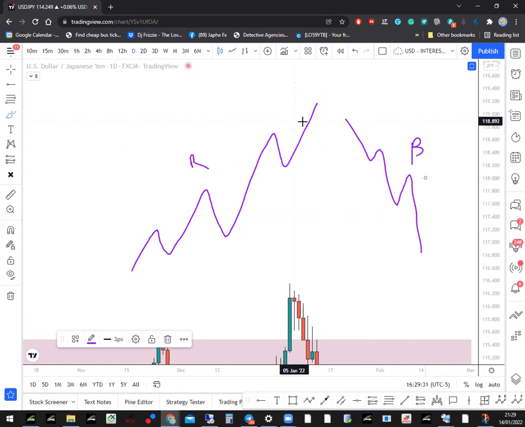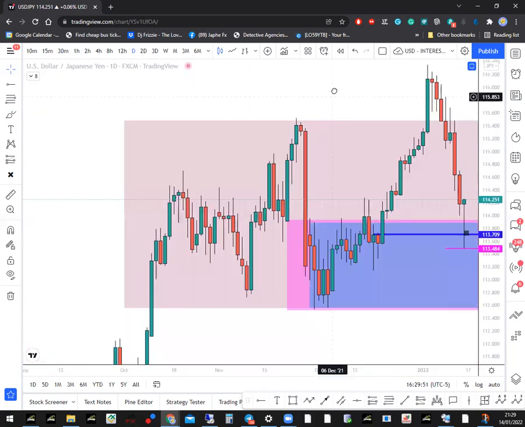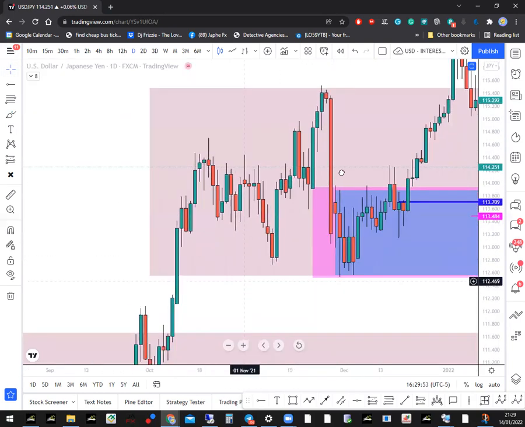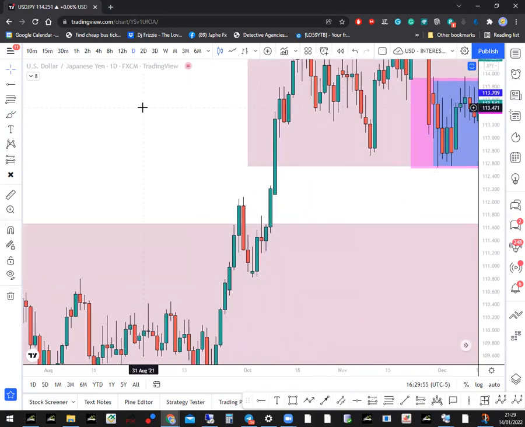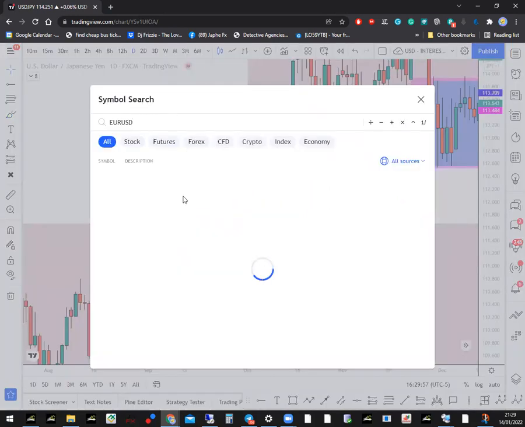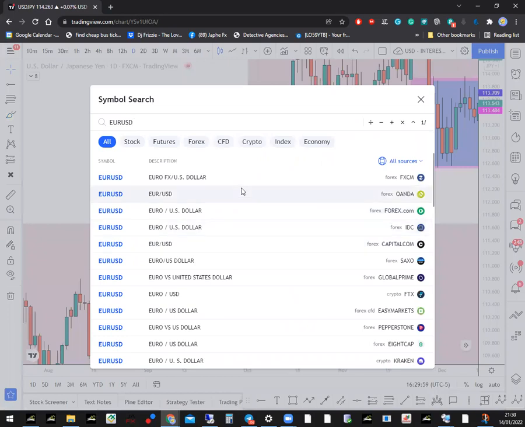So if you had a red candle here, let's just use a circle, and then the price breaks that, the full-bodied candle closes below this red candle here, that signifies a breaker. So it's a break in the market structure. Now I'm going to use a regular candle chart so we can understand. Let's say EURUSD.